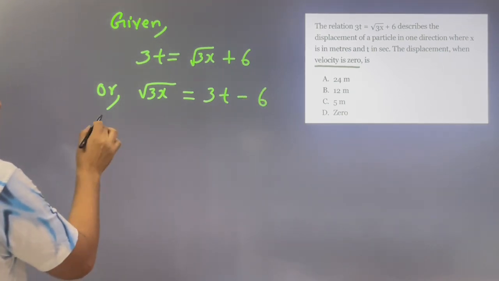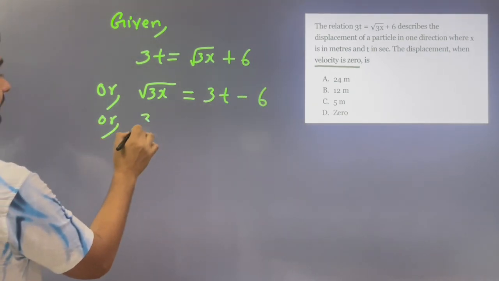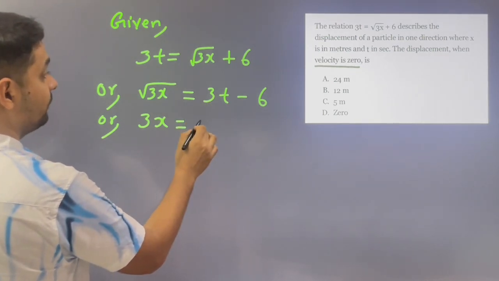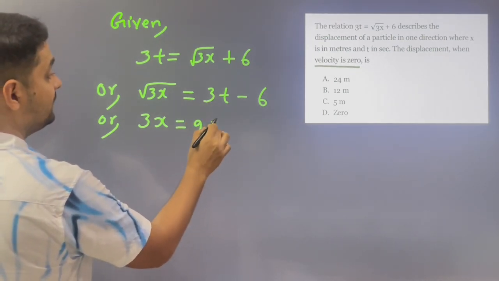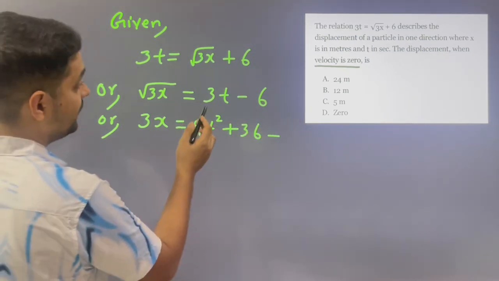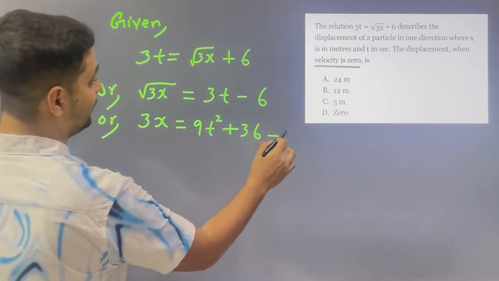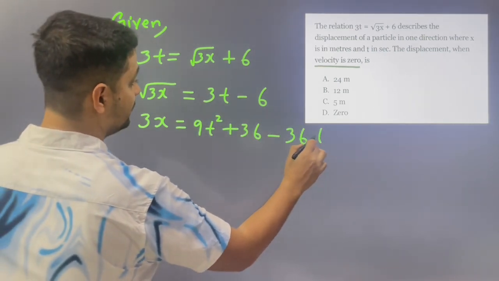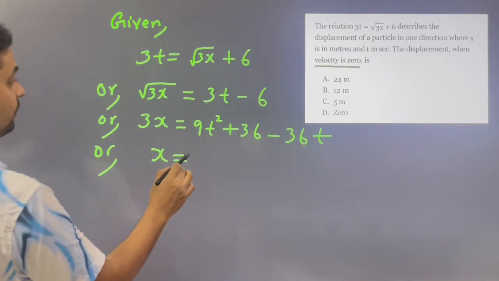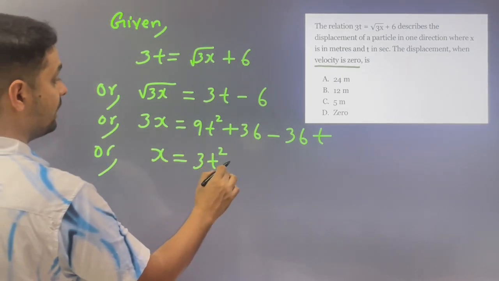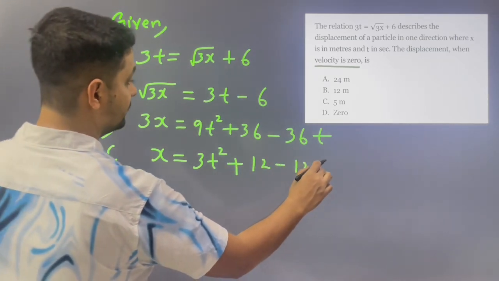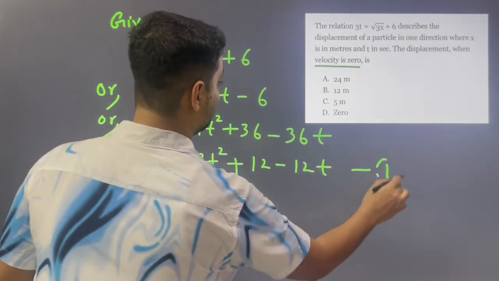Now square both sides. By squaring, you can write this as 3x, then this will be (a minus b) whole square. That is 9t square plus 36 minus 2ab, that is 2 into 3 into 6, 6 into 6, 36t. Correct? Now here again you can write x equals 3t square plus 12 minus 12t. This is the equation of displacement you got.